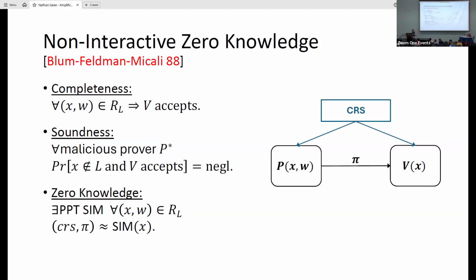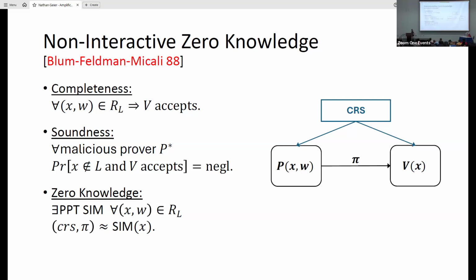Now we want an NIZK to have three basic properties. The first one is completeness. If the honest prover holds a true statement with an accepting witness, then the verifier should accept. The next one is soundness. For every malicious prover, we want the probability for the prover to cheat, that is, to generate a false statement with an accepting proof, to be negligible.